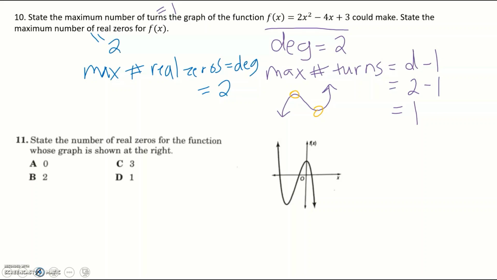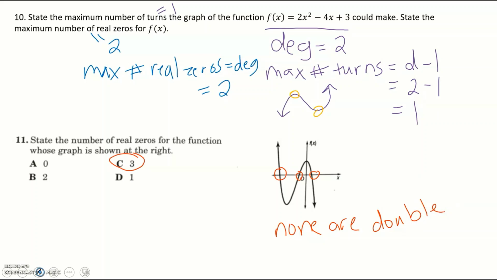All right, number 11. State the number of real zeros for the function whose graph is shown on the right. So how many real zeros do we have? We have 1, 2, and 3. We have 3 real zeros in that graph. And if you notice, none of them are multiple roots or double or triple roots, right?